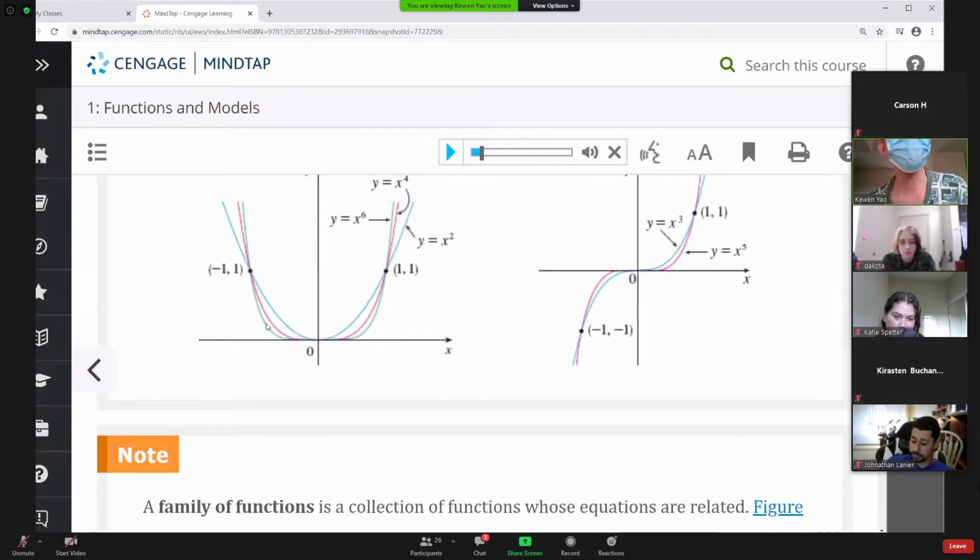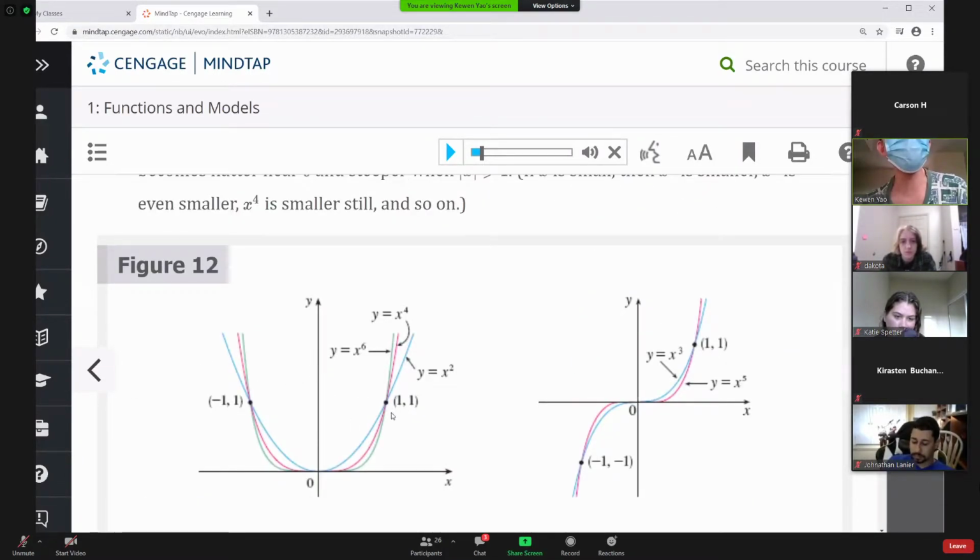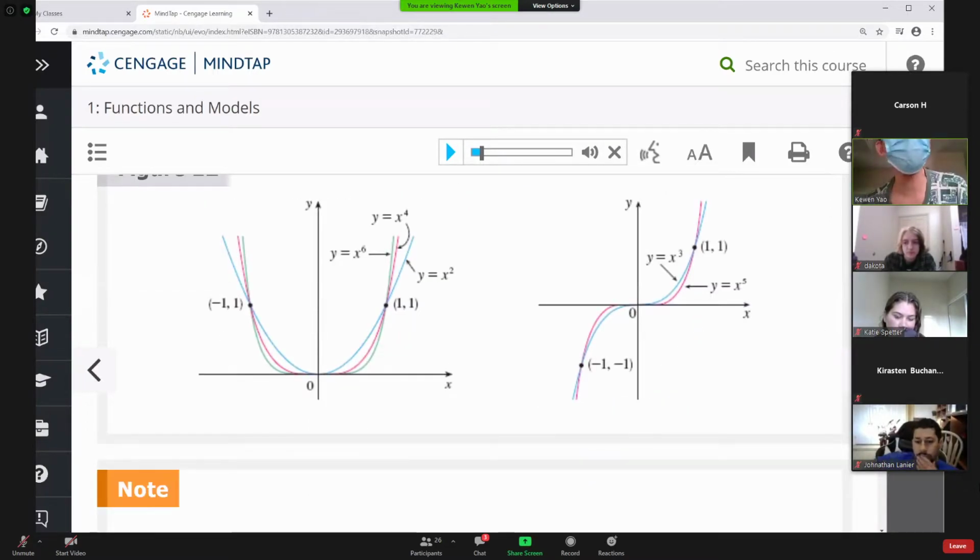Now this is the picture for various power functions, right? This is x squared, this is x to the 4th, this is x to the 6th, right? Here is x cubed, this is x to the fifth, right? So you have a bunch of graphs. You can sketch these in the same system and compare the curves, right? So you have a bunch of curves here.